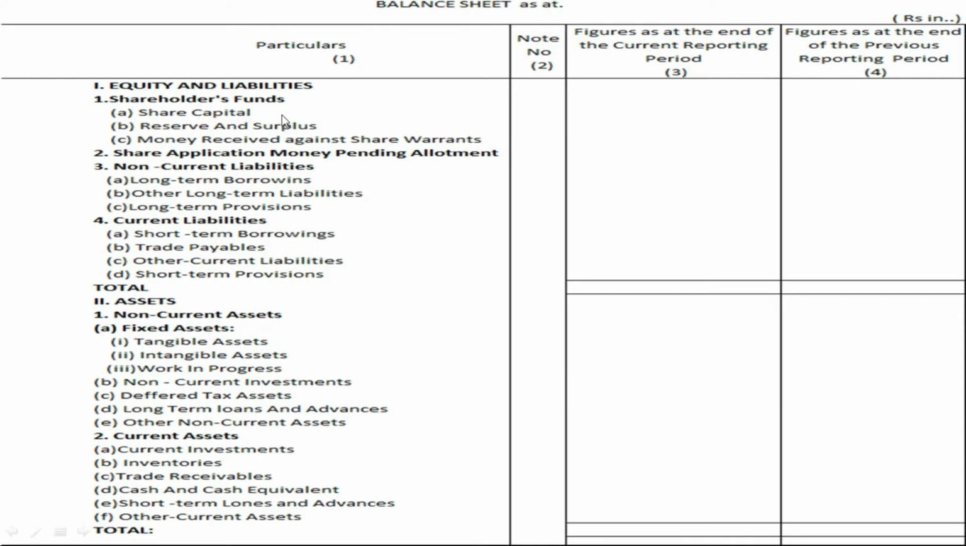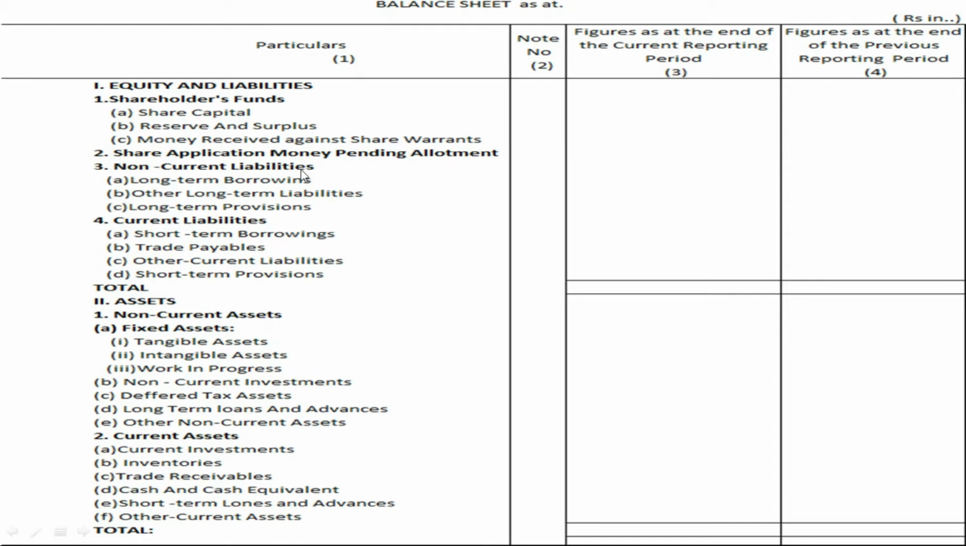Now next, you see what comes under the heading equity and liabilities. You will have to write shareholders' funds, under which you need to write share capital, reserves and surplus, money received against share warrants. Next to that you will have share application money pending allotment. Now the third heading is non-current liabilities.